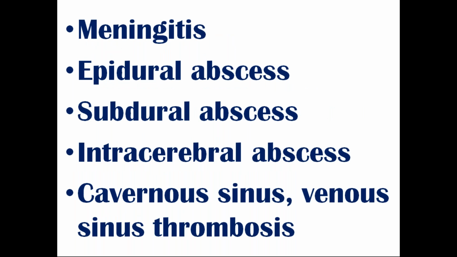And these complications are meningitis, epidural abscess, subdural abscess, intracerebral abscess, cavernous sinus, venous sinus thrombosis. These are the main complications. Meningitis, the first one, is the most common complication. Next is the epidural abscess, that is outside the dura only. There is no penetration of the dura in the case of epidural abscess, whereas in the case of subdural abscess, it is deep to the dura mater, and in the case of intracerebral abscess, there is abscess within the cerebral hemisphere or intracerebrally, or they can be cavernous sinus or venous sinus thrombosis.